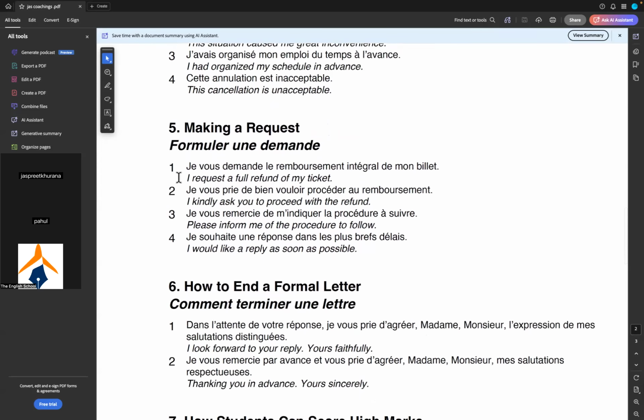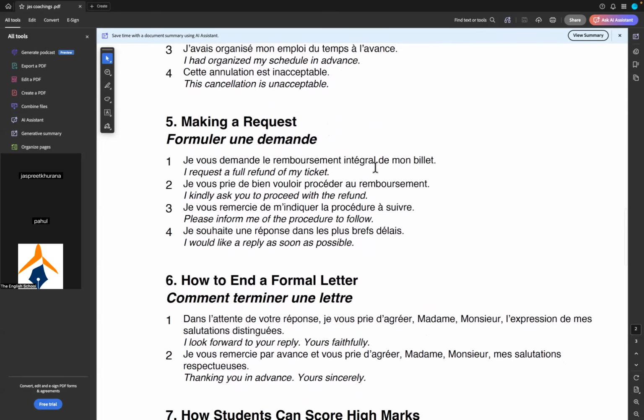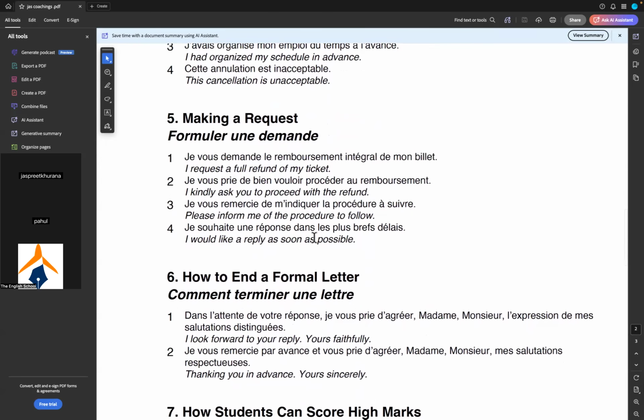Now, whenever you are making a request, formulez une demande. Je vous demande le remboursement intégral de mon billet. Je vous prie de bien vouloir procéder au remboursement. Je vous remercie de m'indiquer la procédure à suivre. Je souhaite une réponse dans les plus brefs délais.